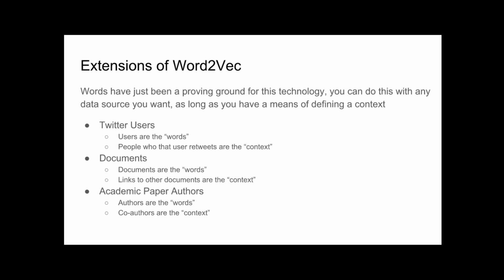A couple of different use cases that I've seen are Twitter users generating vectors for user accounts based on who that person retweets. Documents, hyperlinks between documents are another way of generating these vectors. And then I've seen academic paper authors generating embeddings for authors based on who the author publishes with or something like that. So there are a bunch of different ways. You're not limited to words. You can extend it to anything you want as long as there's a definition of a context, and you can find a way of defining that context in a one-hot manner.